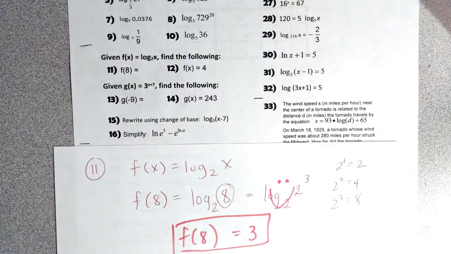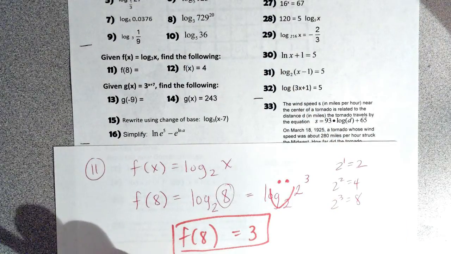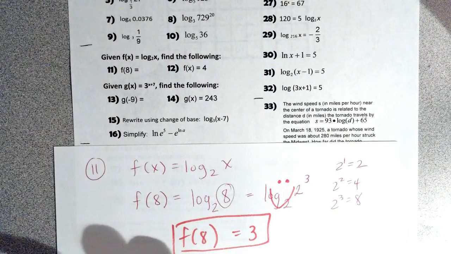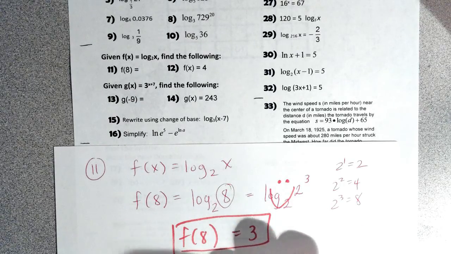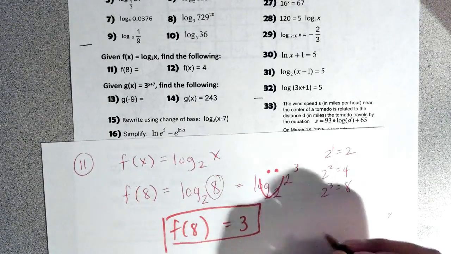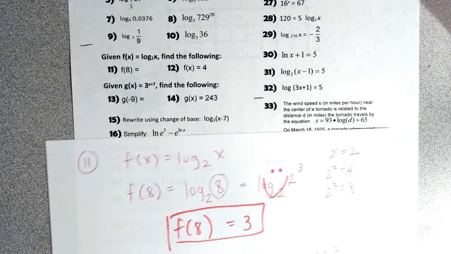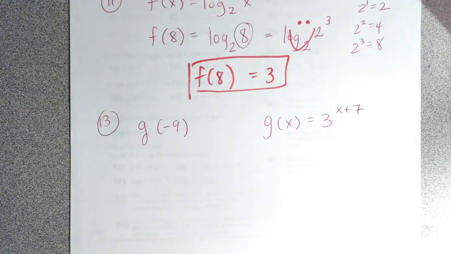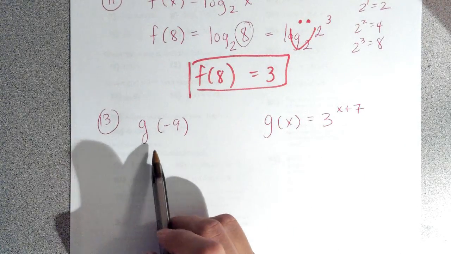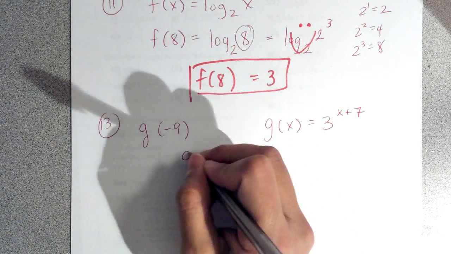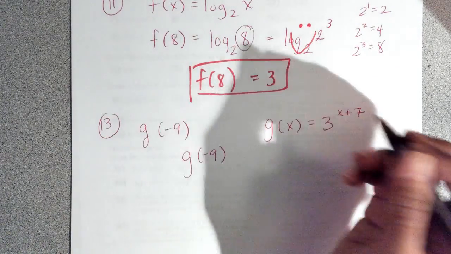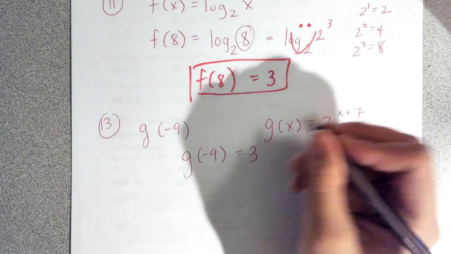Let's look at number 13. I have g of negative 9. And the g function, they define it as 3 to the x plus 7. Go ahead and move it up. Same thing. I'm going to plug in negative 9 for x.